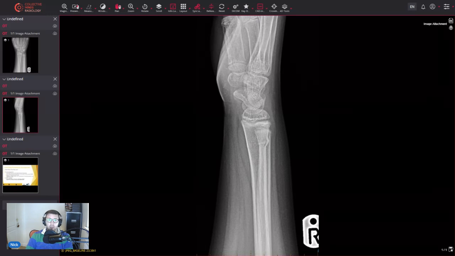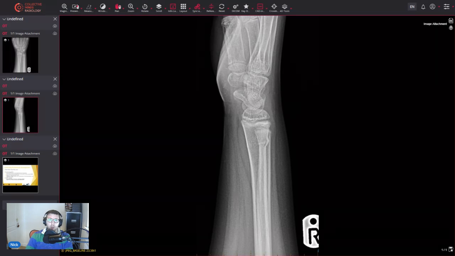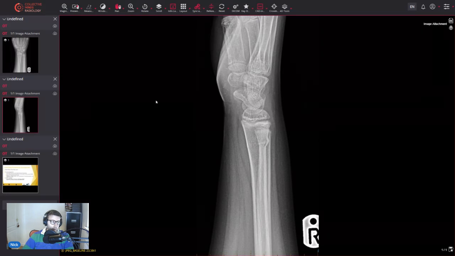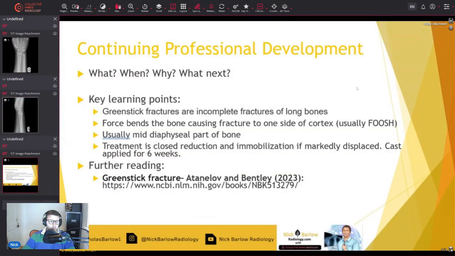Some of the complications with these patients are that because the bone is weak, they have a tendency to refracture. So we've got to follow these up and make sure that the fracture isn't becoming more displaced, or that they're not having refractures. Okay, so that's just a little bit about greenstick fractures.